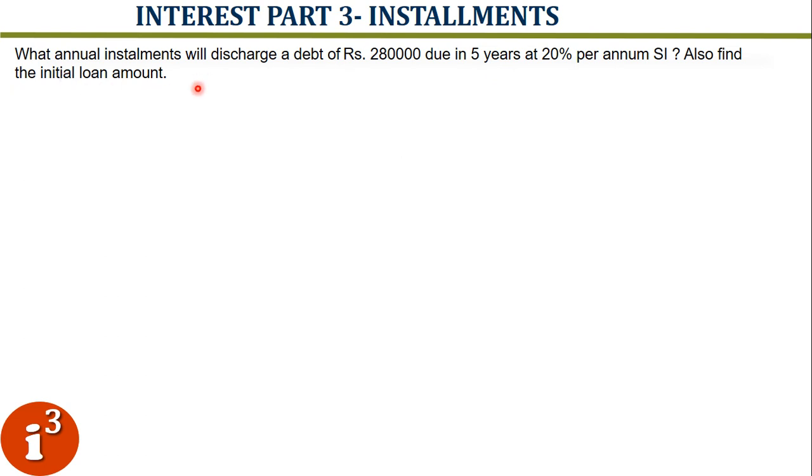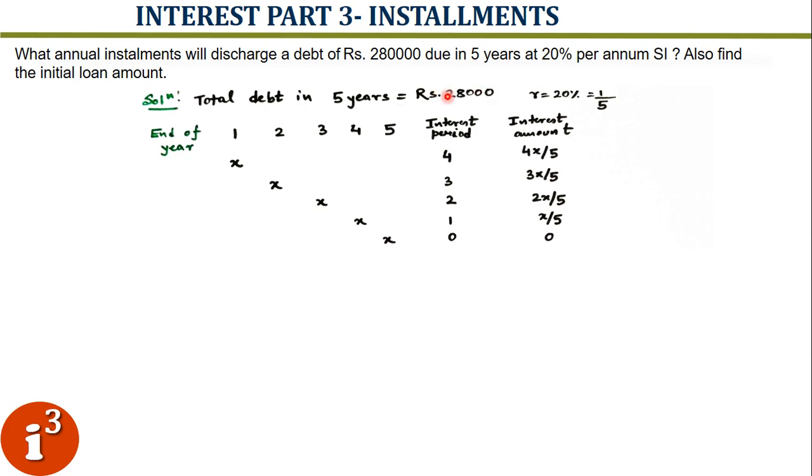So you've been given that discharge a debt of 28,000 means the total debt to the bank after 5 years is 28,000, it is given 20% per annum, it is under simple interest, and you need to find the initial loan amount. So discharge a debt of this much means this is not the loan amount. The loan amount is something else. This is the total debt to the bank after 5 years. That we know, this is p into 1 plus nr by 100. Total debt in 5 years is rupees 28,000.